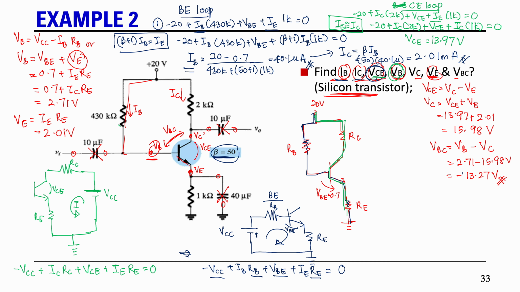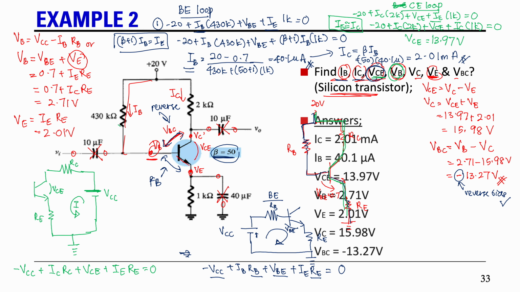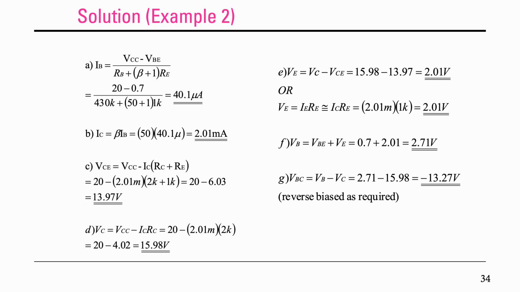What does this negative mean? It means this junction is in reverse bias. Is this correct? Yes, because VBC is always reverse for an amplifier. VBC will be in reverse and VBE will be forward biased. So here are the answers, and here are the solutions in detail.